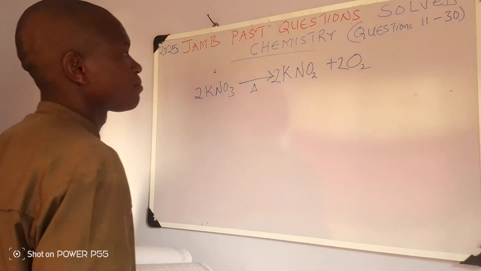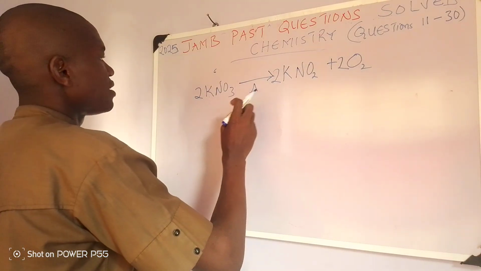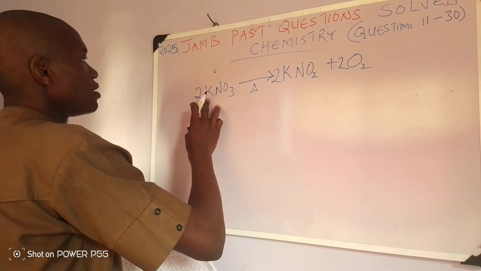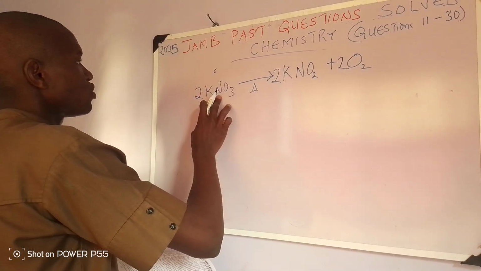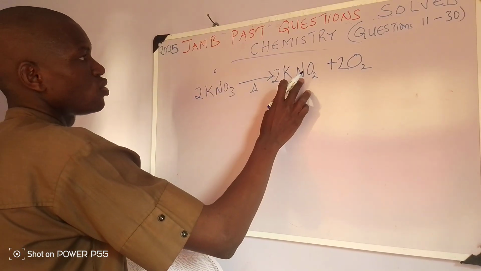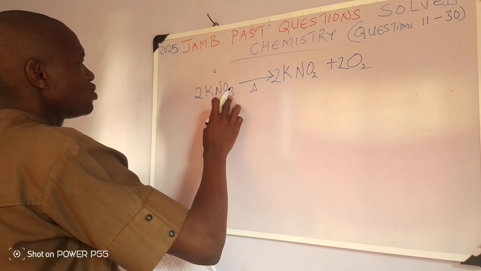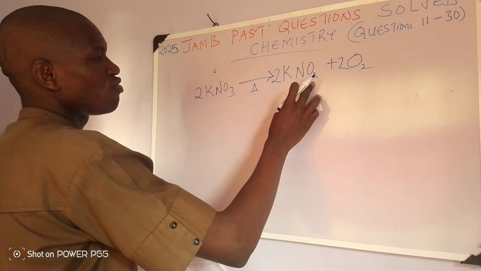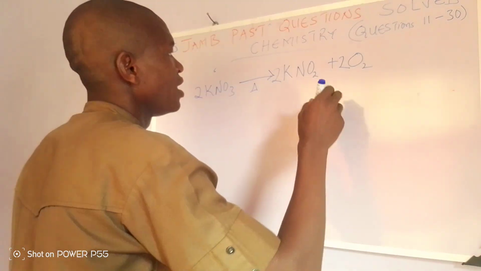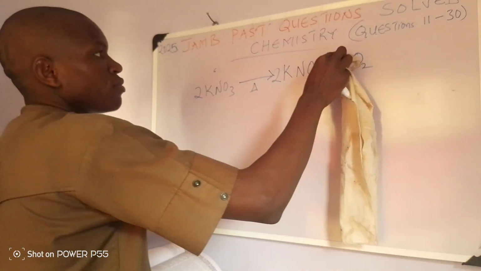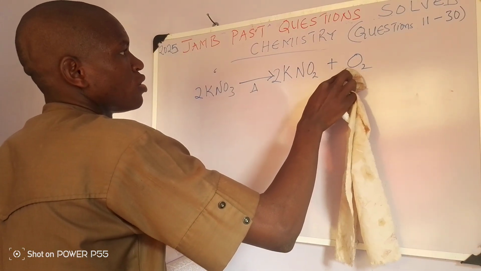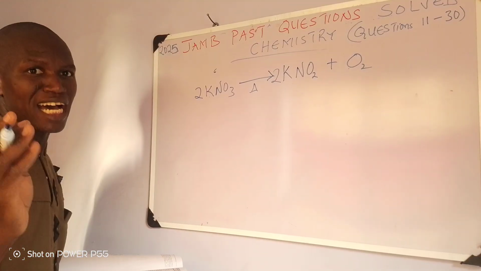If I add here, oxygen has also increased, so we have to rebalance again. So let's see, how do we balance this? So let's quickly see. Potassium 2 is balanced, nitrogen 2 is balanced, oxygen 2 times 3, 6, 2 times 2, 4, which is 8. So I'm going to remove these 2 so that I can have it now balanced.